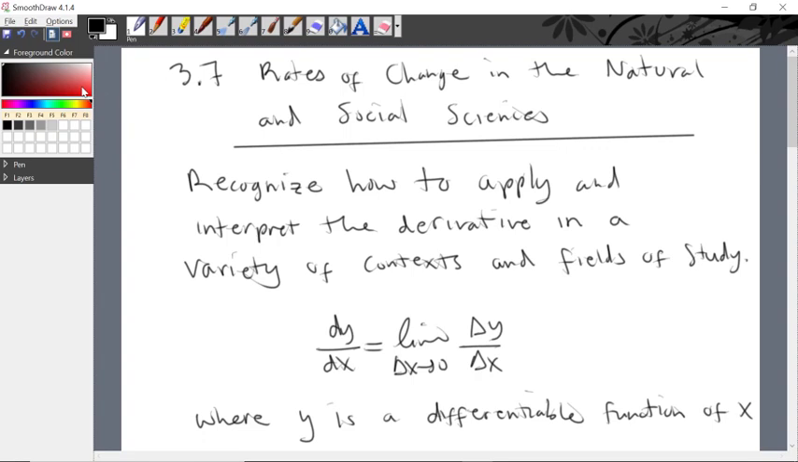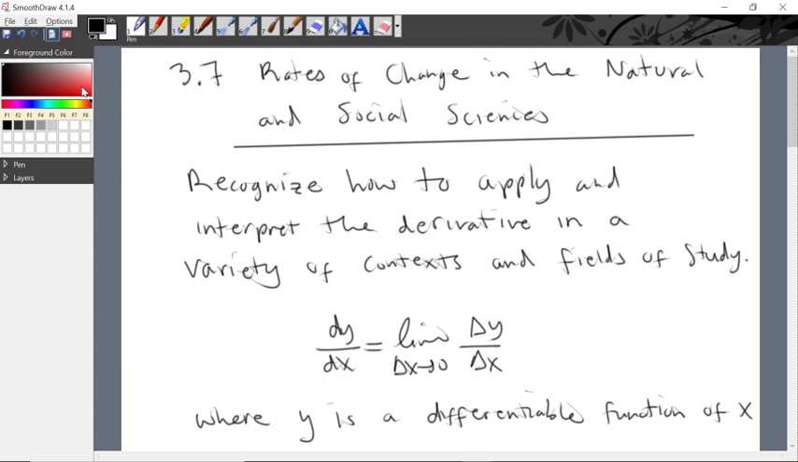Hello and welcome. For the next portion of our course, we'll be interpreting and applying the derivative within a variety of contexts. Section 3.7 from Stewart's textbook is an introduction to the wide variety of applications we have for the abstract idea of the derivative. The section is titled Rates of Change in the Natural and Social Sciences, and Stewart goes over a variety of examples for interpretations that we have for the derivative amongst a variety of different sciences.